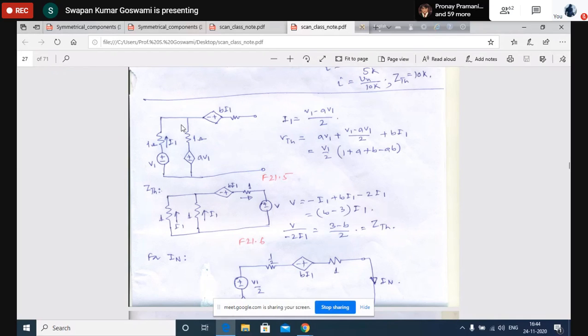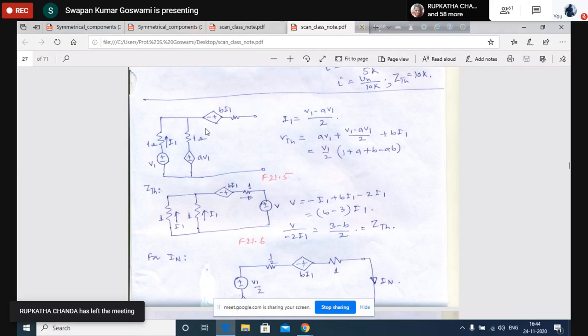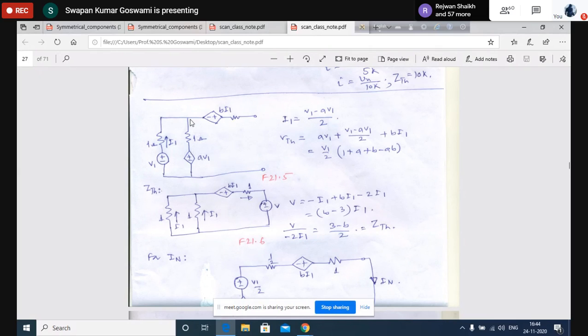Since the current direction I1 through this branch is downward and we are moving against the direction of current, there will be a rise in voltage. So plus V1 minus AV1 by 2 is the current, that multiplied by 1 is the voltage. So AV1 plus V1 minus AV1 by 2 is the voltage across this branch, plus this voltage.